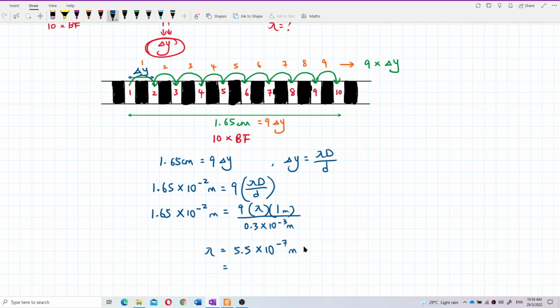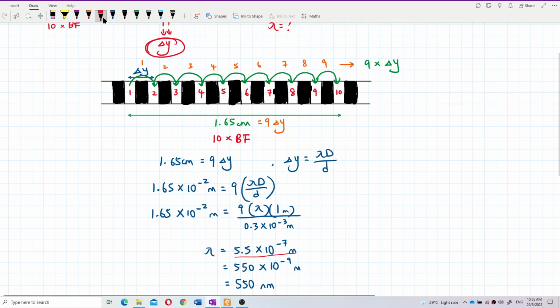If I change it to nanometer, it is 550 exponent negative 9 meter. Actually it is 550 nanometer, because lambda is normally in nanometer. But you can just leave the answer in meter; SI unit is okay already.